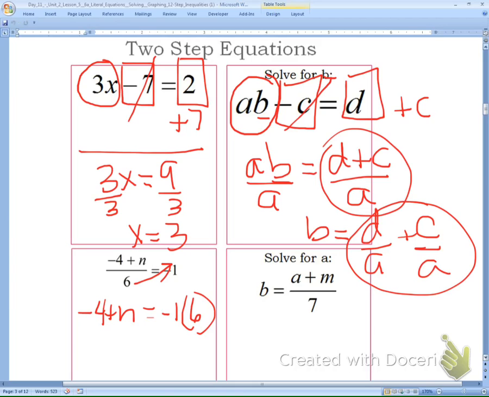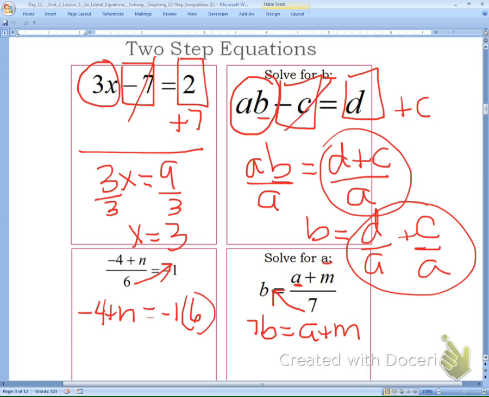The same thing will go here for our literal equation. We're trying to solve for A. So there's our very important variable. We have the 7 that's under it as part of a complex fraction, so we need to move that 7 to the other side with multiplication. So you would write 7b is equal to a plus m.